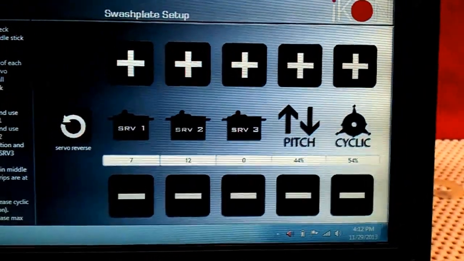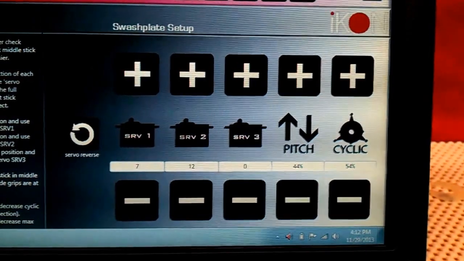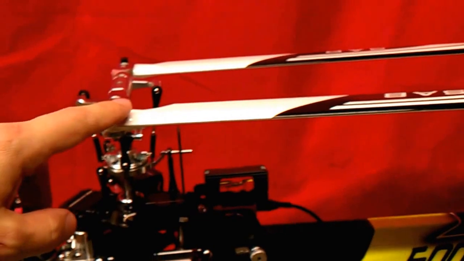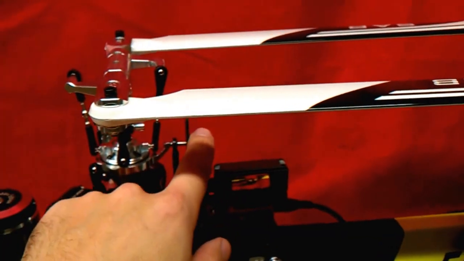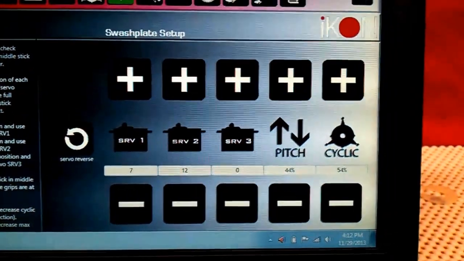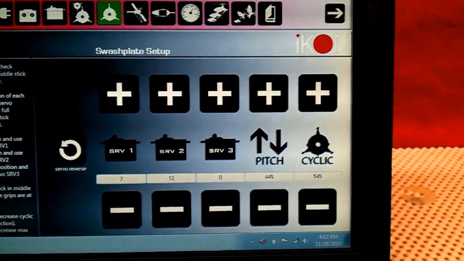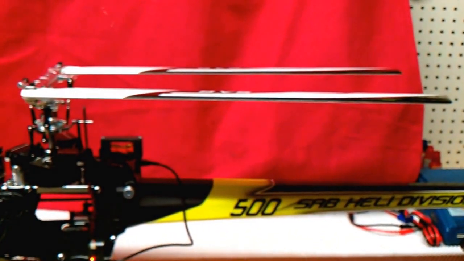Now, my initial settings were zero across the board. And what I found is that I had to go with servo 1, which actually relates to this blade in this configuration. This is my servo 1, this is servo 2, and this is servo 3. So in the software, servo 1 is 7, servo 2 is 12, and servo 3 is 0. Now I maintain servo 3 as 0 for one simple reason. When I was checking my pitch, positive and negative, I found that setting that at 0 gave me the best option.